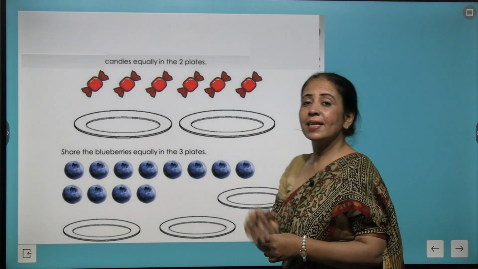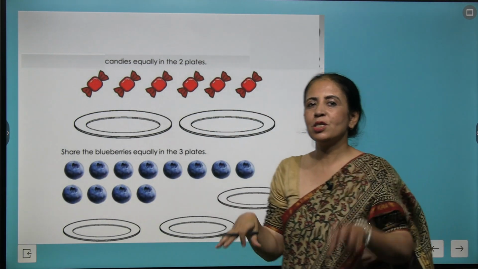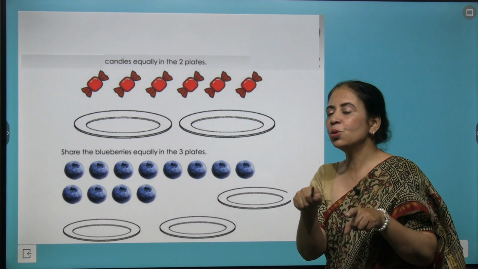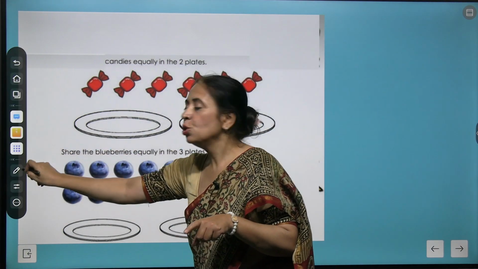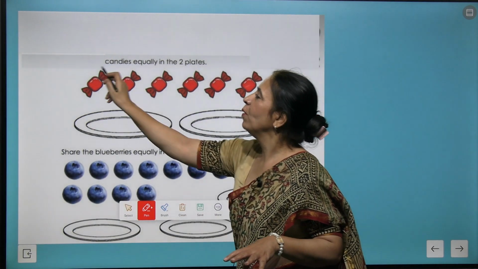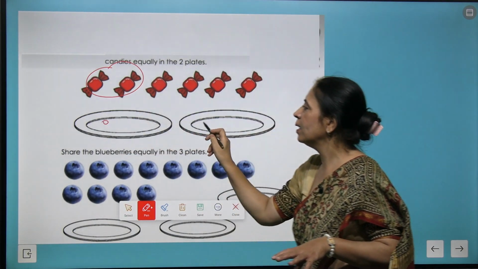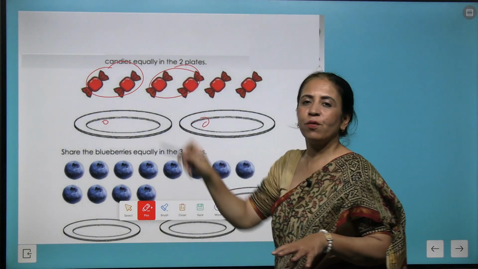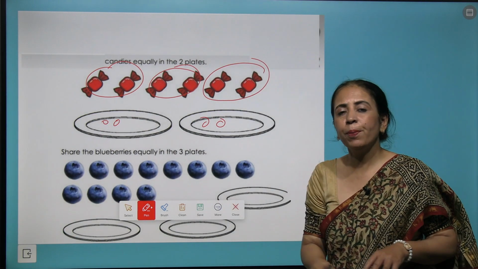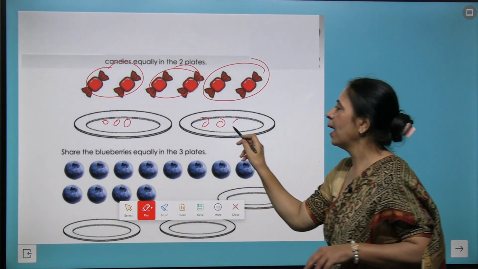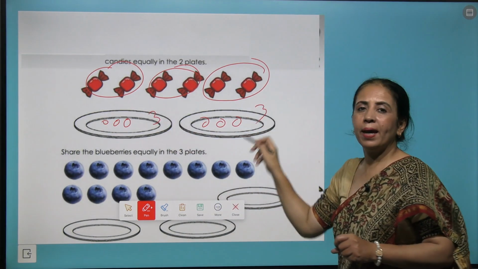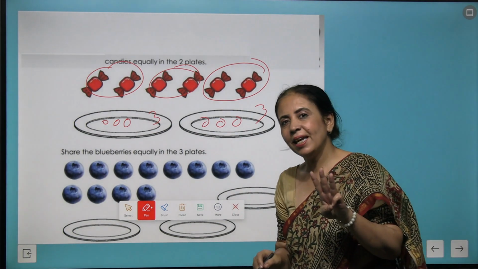I have 6 candies with me and I want to distribute them equally among 2 of your friends. So what are you going to do? You are going to make 2 groups. You don't know how many toffees will come in each group. We'll pick 2 toffees, one I put here, another here. Let's take another pair of candies, one here and another here. Then I take another pair, one comes here and another comes here. So we say each one of them gets 3 candies.